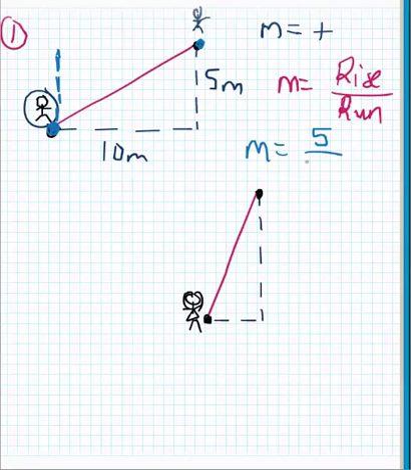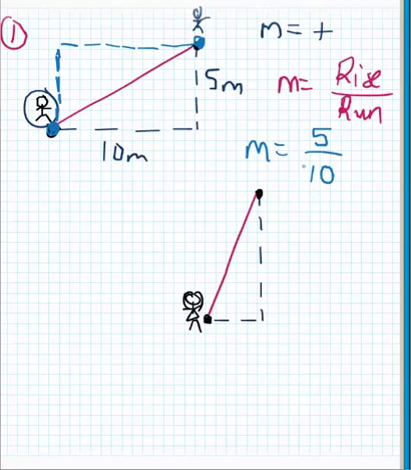5 over, and what's our run? We are now at the same level as this point here. We have to go across a certain amount of units or steps. And it tells us that the length of this line is what? It is 10 meters. So we end up with 5 over 10, and that's our gradient.